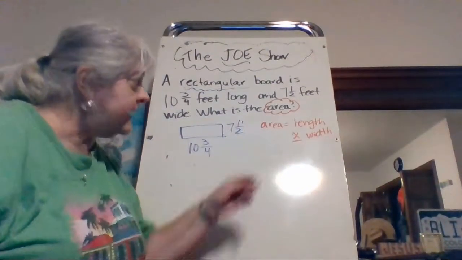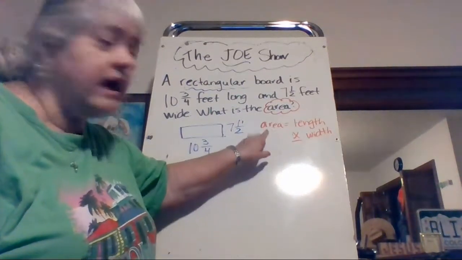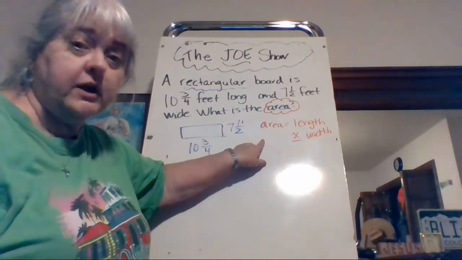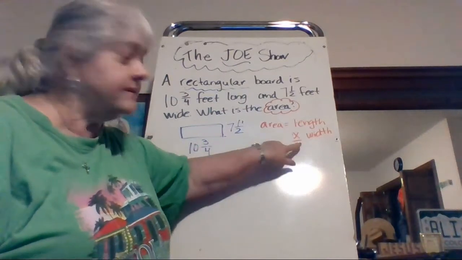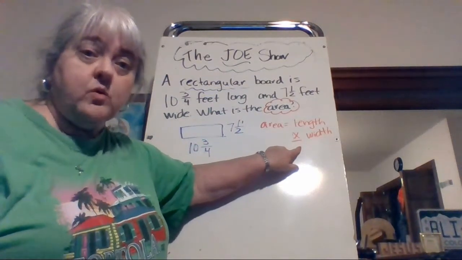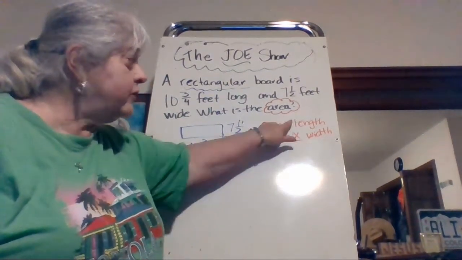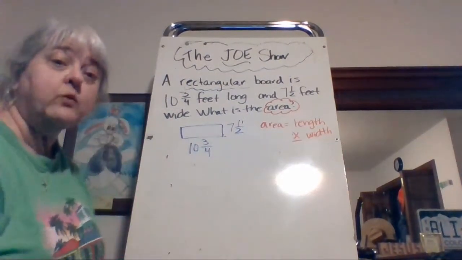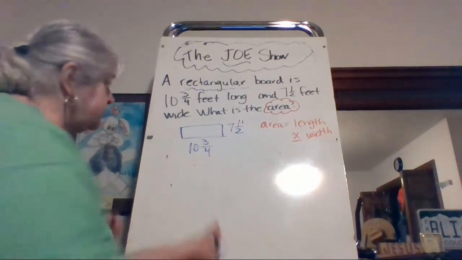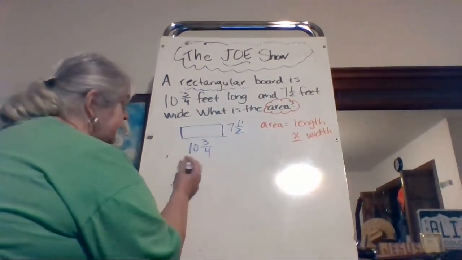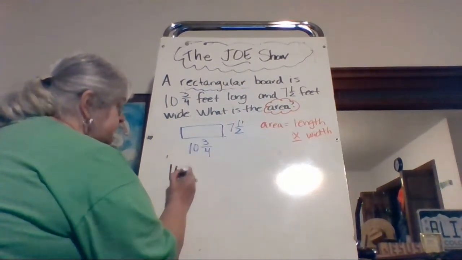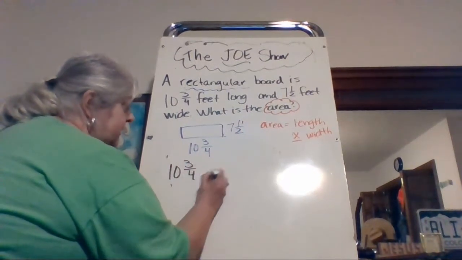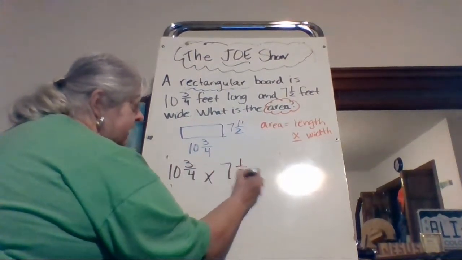But we were talking about how you were going to be asked to recall fourth grade learning, where you learned that area is length times width. So you should remember when you're finding area, you're going to be multiplying two numbers. So now I want you to copy this equation down in your math journal with me. So now we have 10 3/4 times 7 1/2.